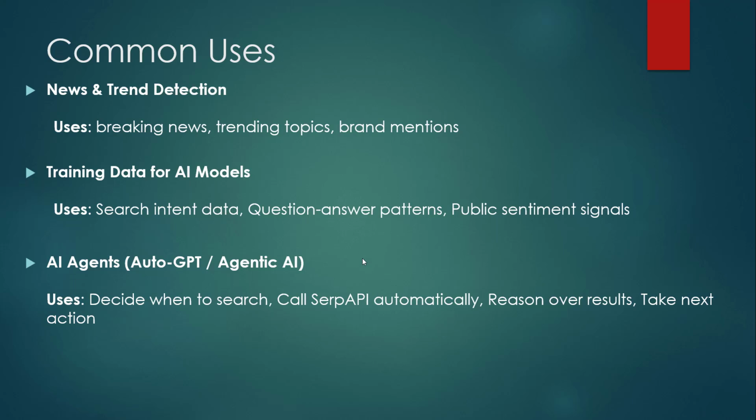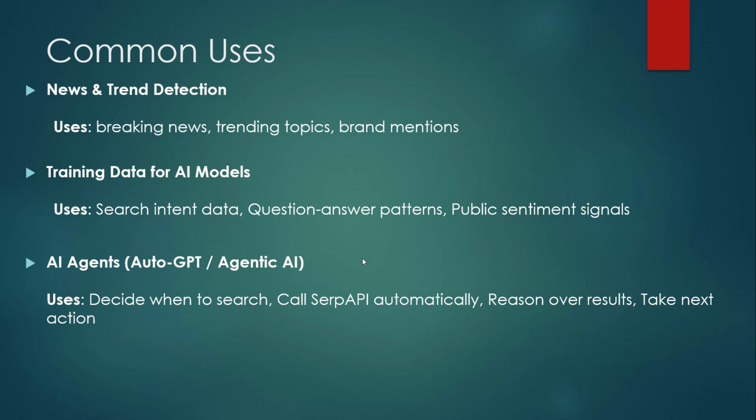And then training data for AI models. We can search the data because in AI, model training is one of the key features. If your model is well trained, then definitely it can behave like a human. It can search, it can get the data, it can manipulate it, it can give you the answers, and this type of stuff is being used in the model.